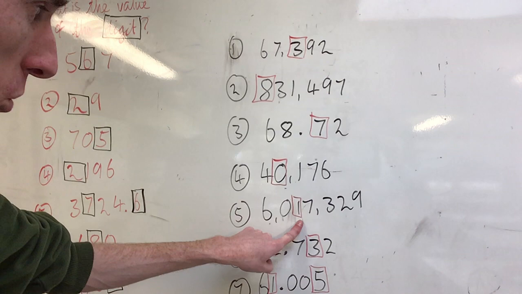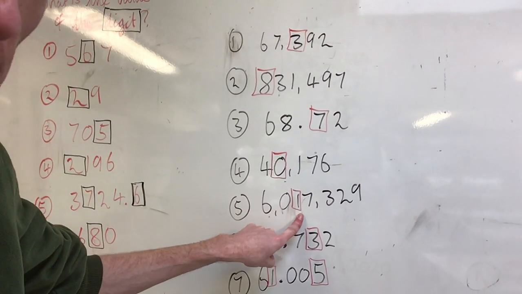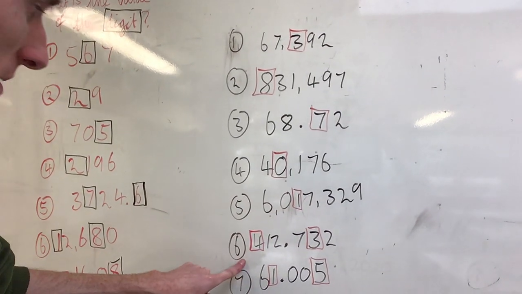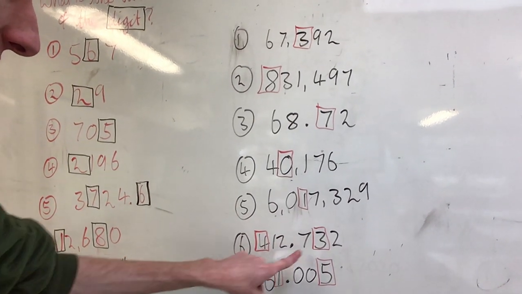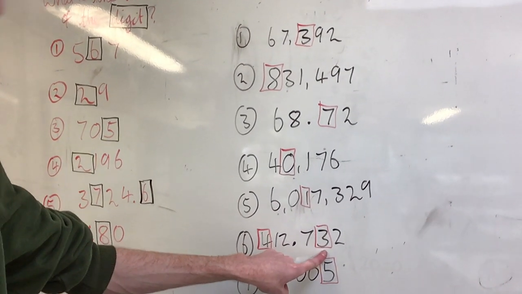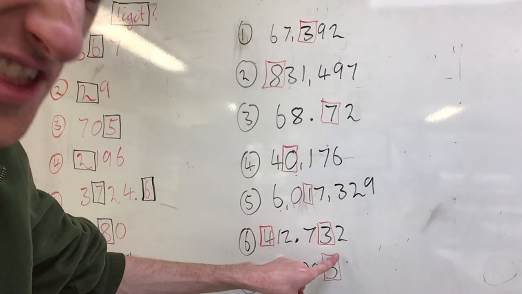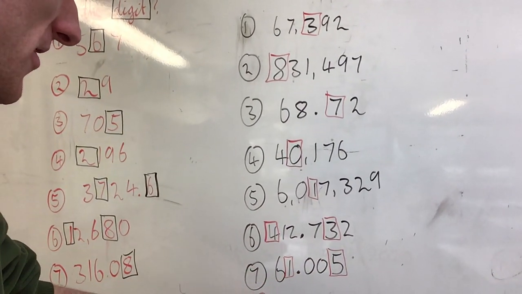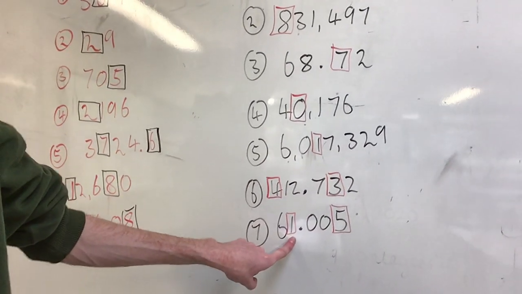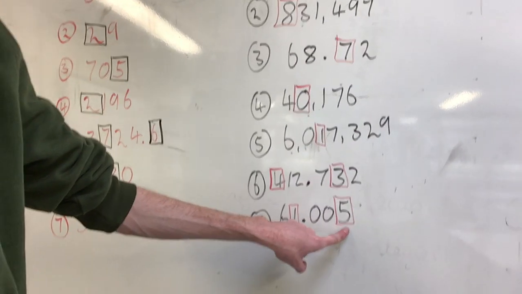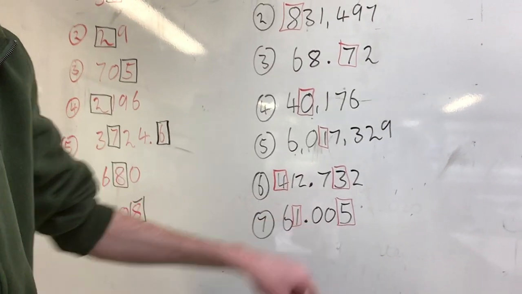Number 5, we've got 6,017,329. And we've got a 1 there in the 10,000s column. 1 10,000. Number 6, 412.732. We've got 400s. We've got 300ths. 400s, 300ths. And number 7, we've got 61.005. 1 one and 5 thousandths. Impressive. There we have it.